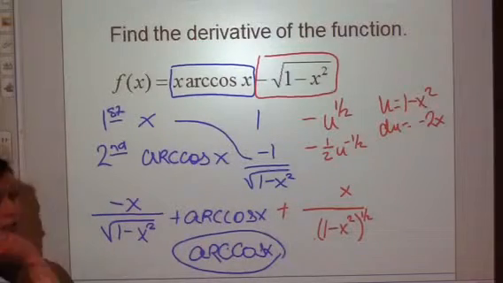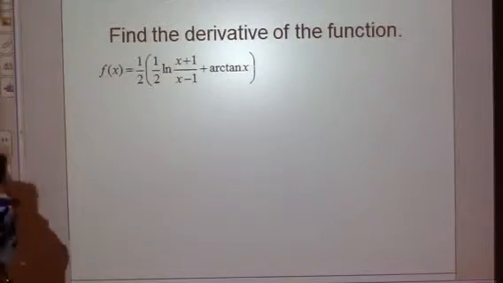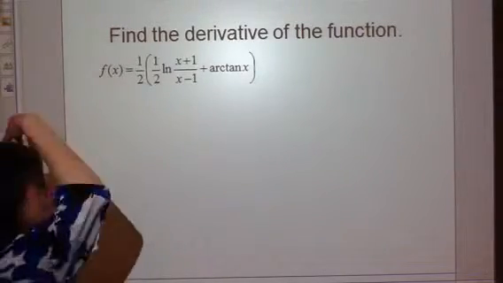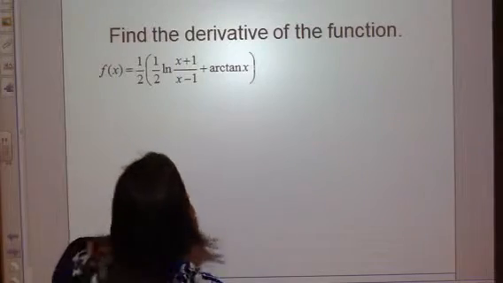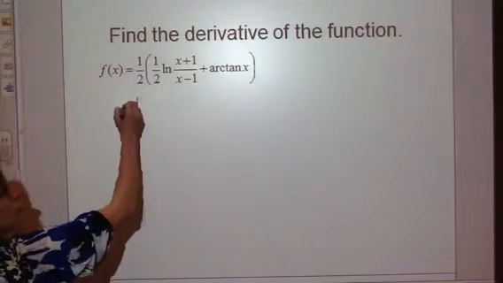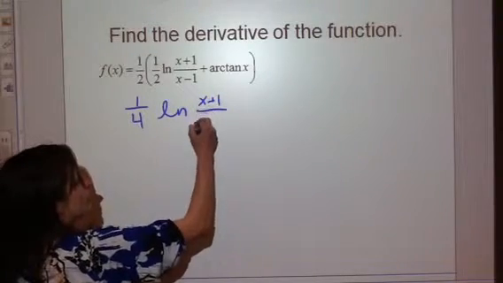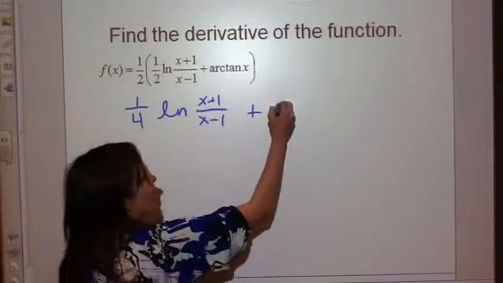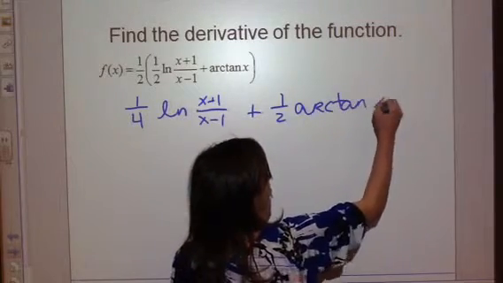Negative, that one was positive, so they cancel. Lordy, Miss Albers, Lordy. So we got a half, and all this jazz. So we have a half times all of it, so I'm going to distribute, and I get a fourth ln of x plus 1 over x minus 1 plus a half arctangent of x.